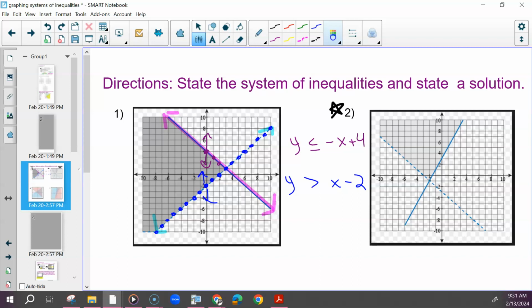And give me 1 point that would be a solution. Say that one time. 0, 0. Sure, that would work. There are others, but that one works. Do we have questions on this one? Are there any others on this page you want to go over or have questions about?